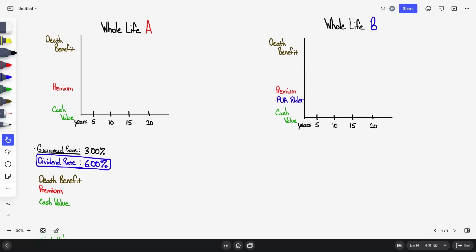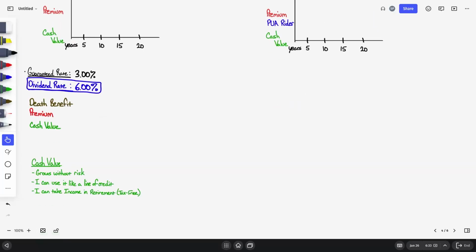So what we've got here are three items. First, we see the death benefit. This is money that is paid to your beneficiaries if you die. If you die, family gets money. Then we've got the premium. This is what you pay. And then we've got the cash value.